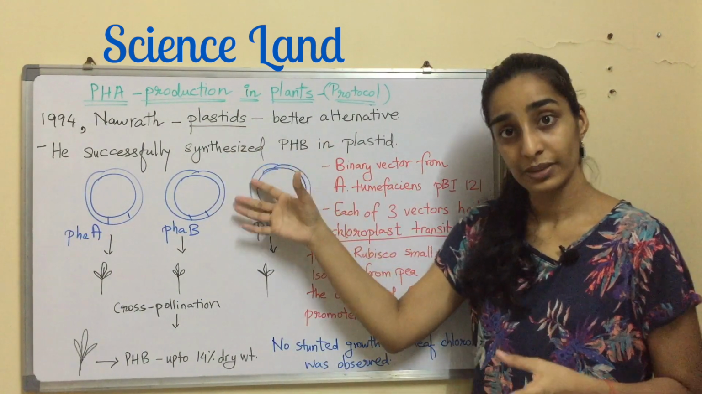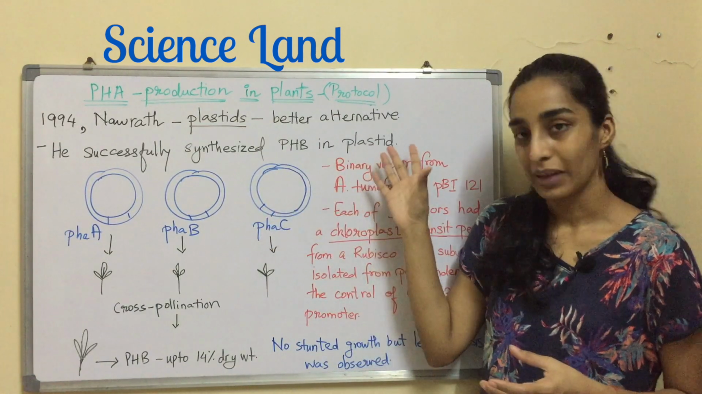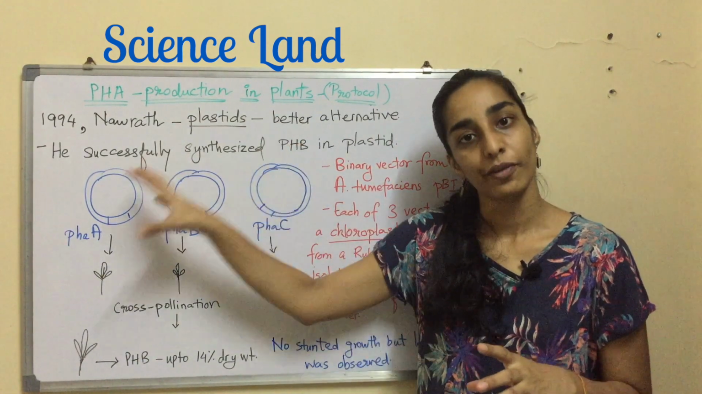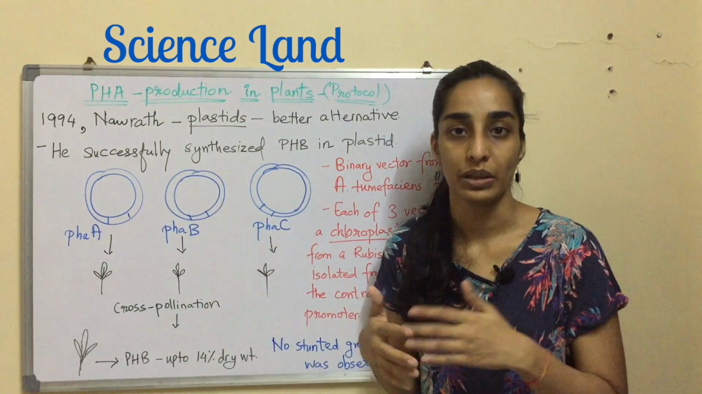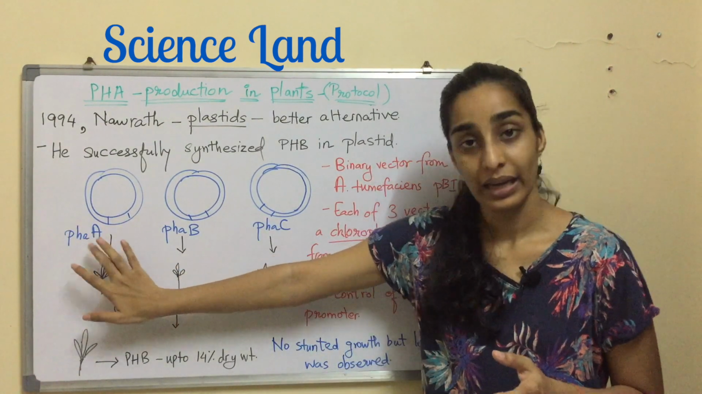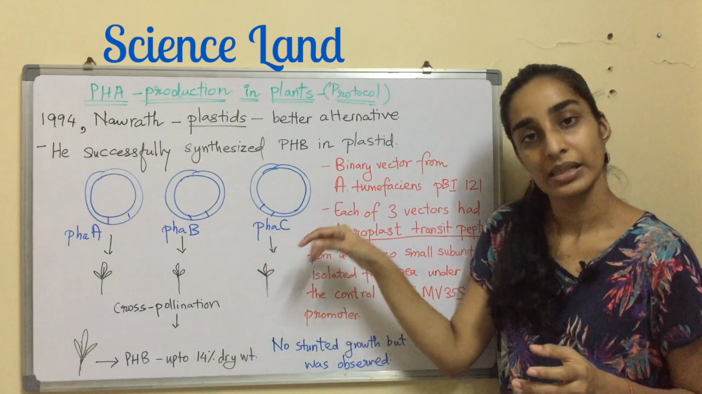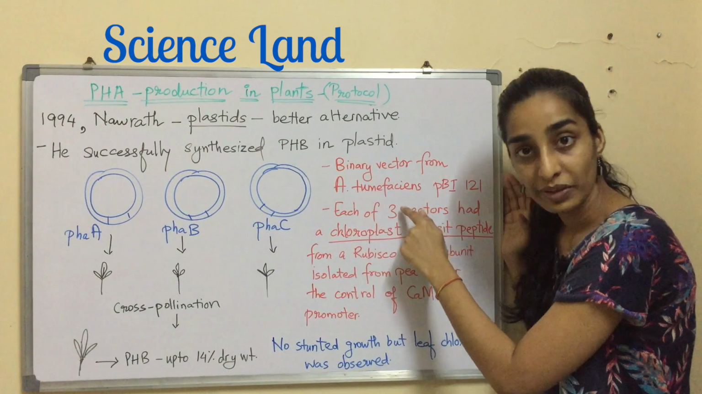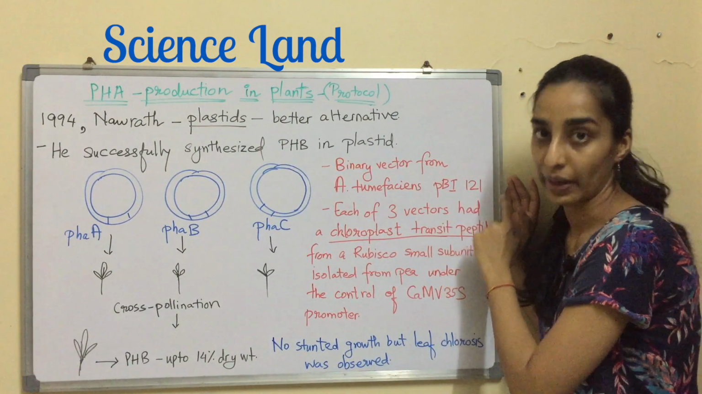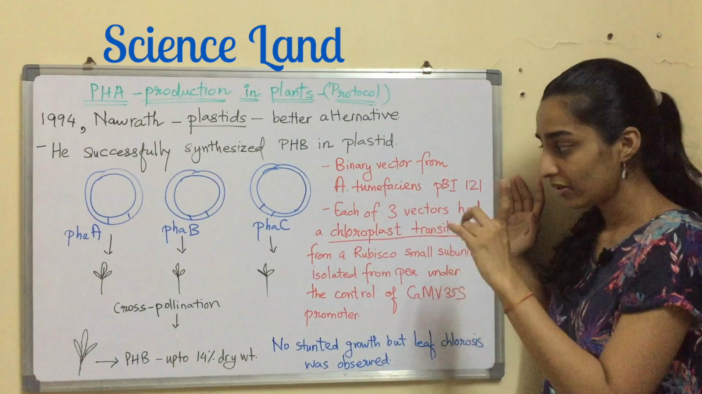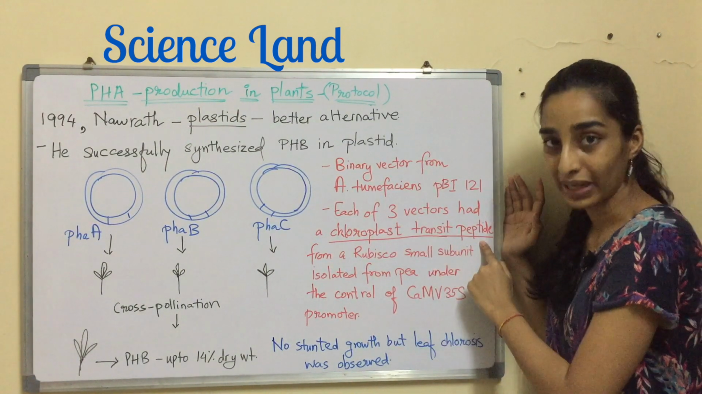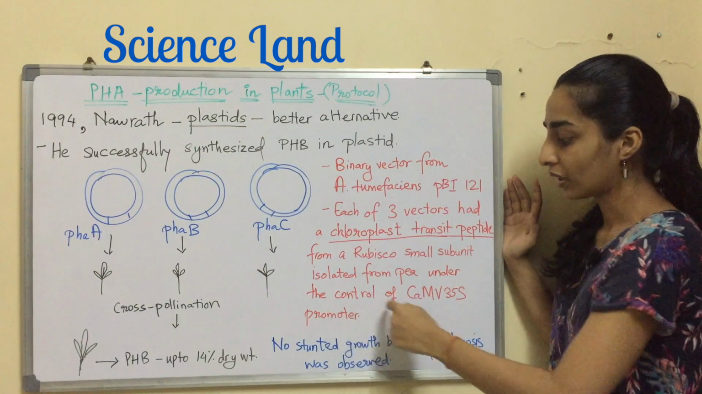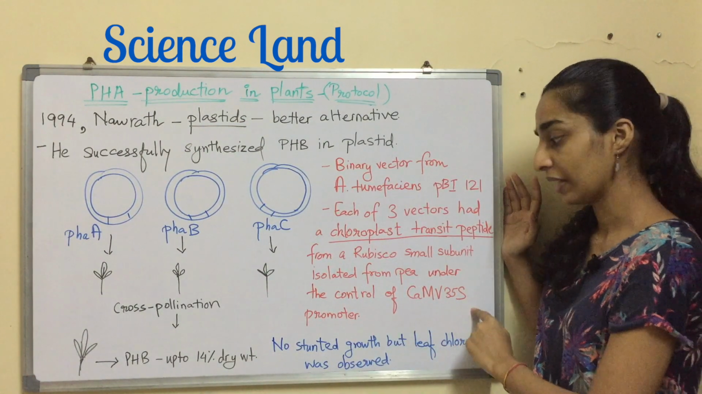So he successfully produced PHB in plastid by creating 3 vectors. These 3 vectors are for 3 enzymes which are used for PHB biosynthesis: PHA-A, PHA-B, PHA-C. Now all these binary vectors are from Agrobacterium tumefaciens, PBI121. Each of the 3 vectors had a chloroplast transit peptide from a rubisco small subunit isolated from P., under the control of cauliflower mosaic virus 35S promoter.